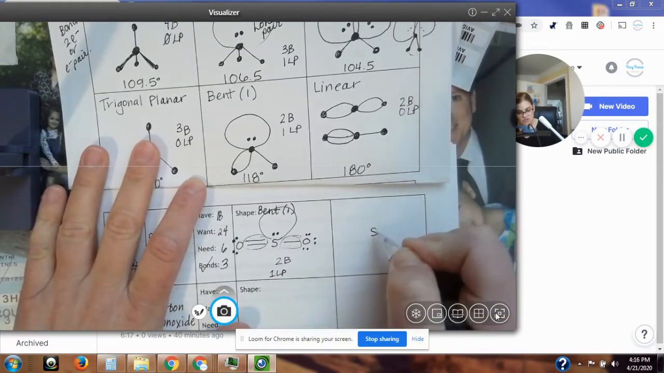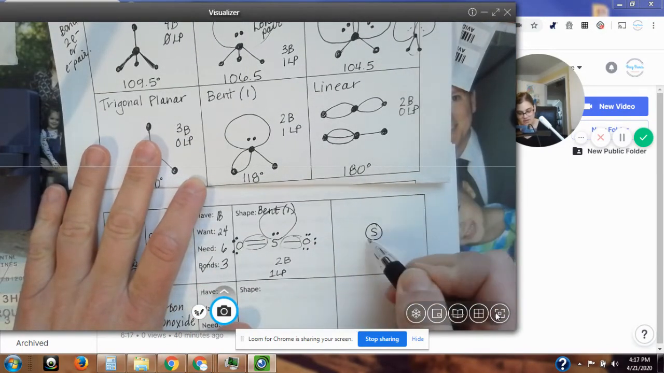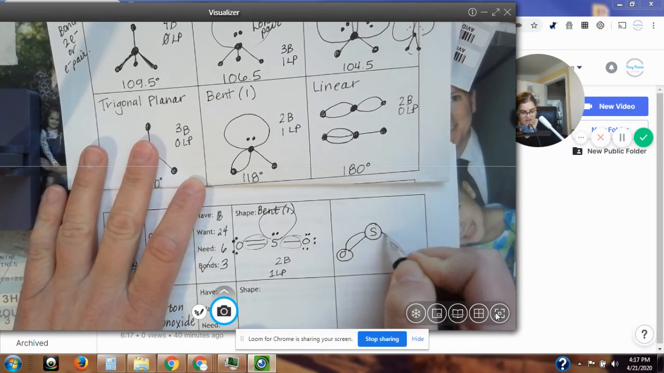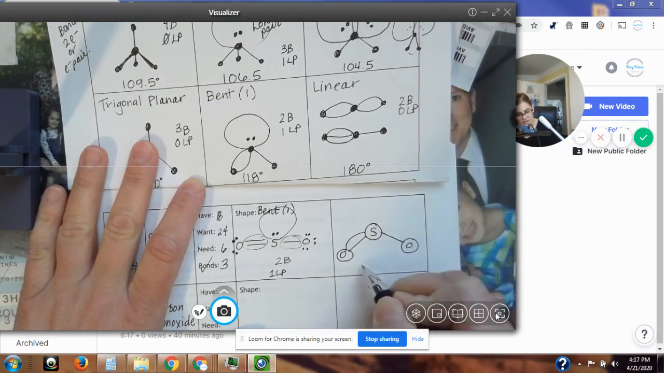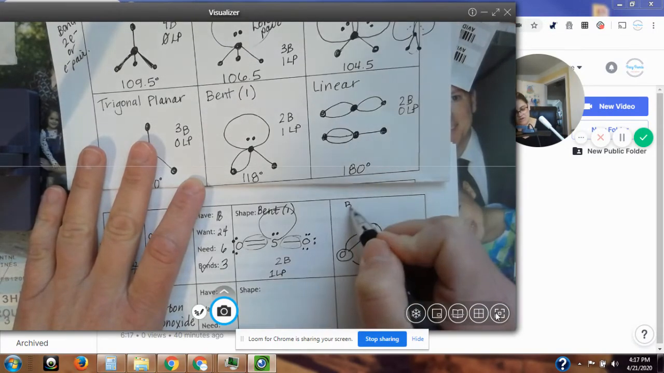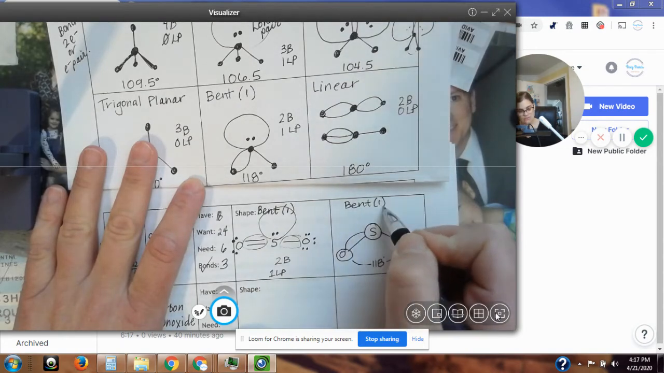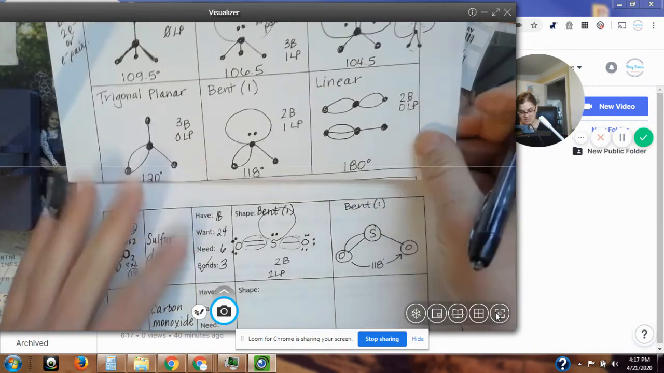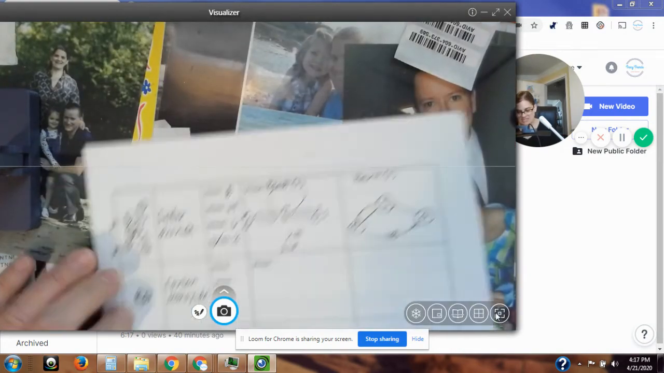So when I finally draw this out, I've got my sulfur here, I've got my oxygen, whoops, I'll make that a double bond here, and I've got another oxygen here, and the bond angle is 118 degrees. Is that making sense? I might even write bent 1 again, just because then I can really visualize what bent 1 looks like. Okay, 2 more of these, and then we will be done with this.